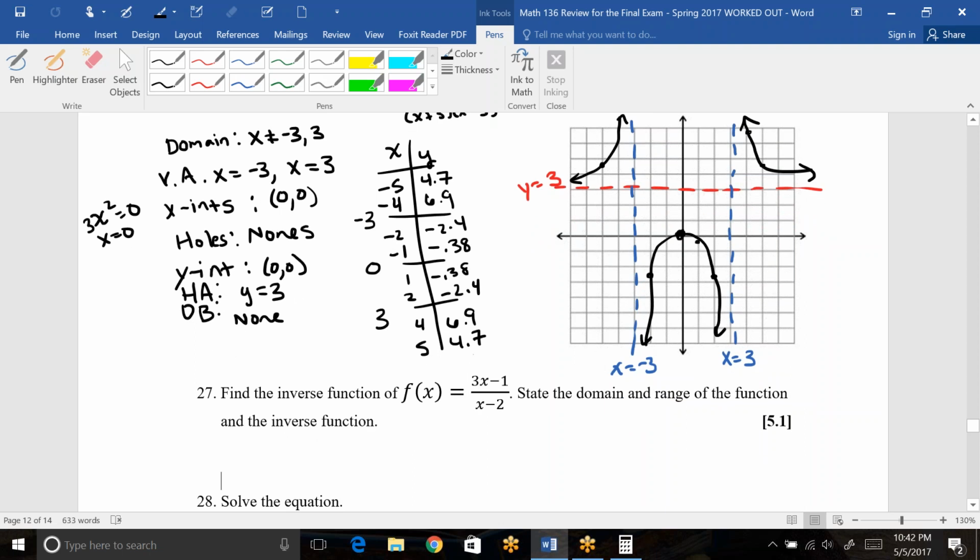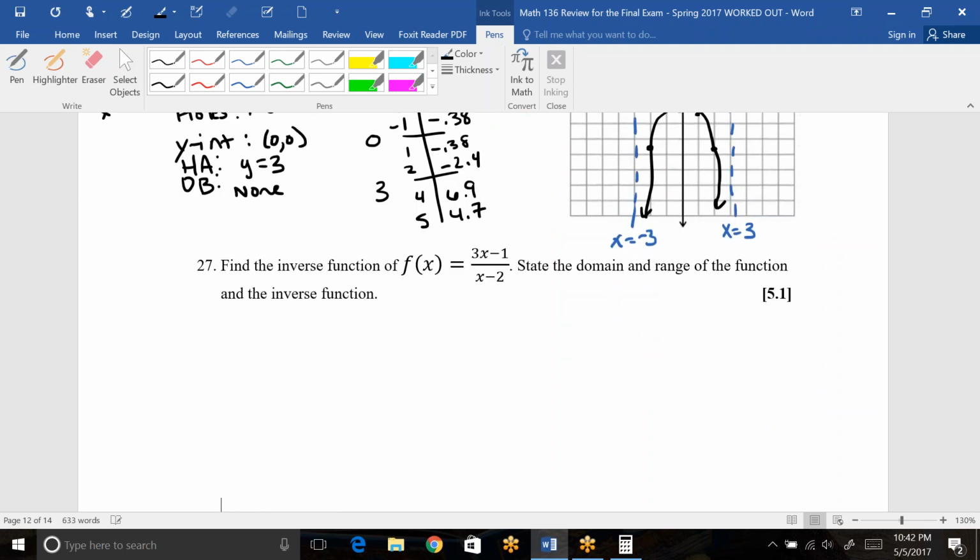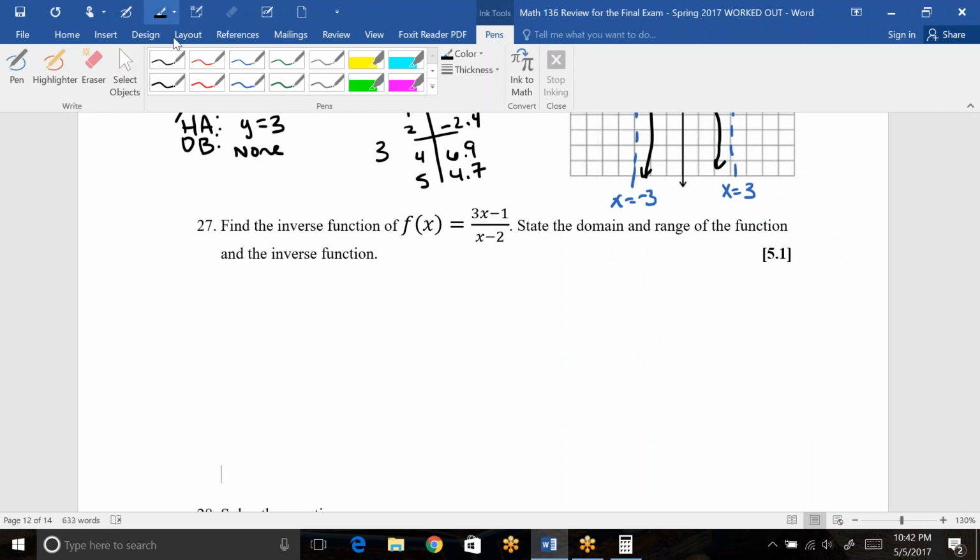All right, this is the last one for part 3 of the videos. And it is 27, find the inverse of this function. So remember, to find an inverse, think of this as the letter y, and we're going to swap all of our x's and y's. That's like swapping our domain and range. So this would now be x equals 3y minus 1 over y minus 2.